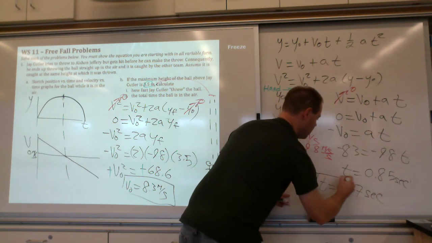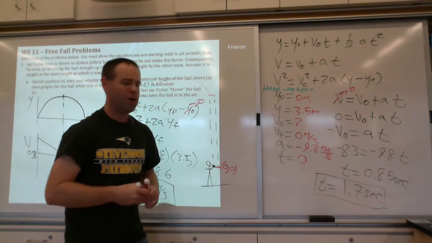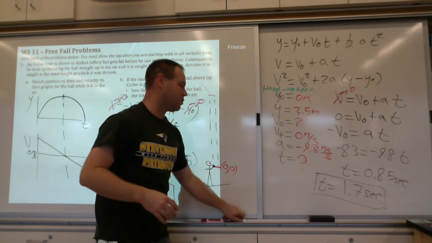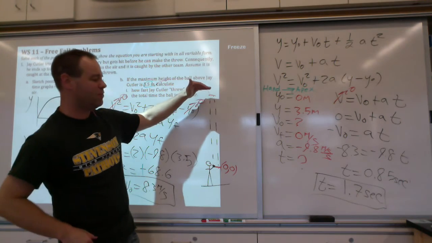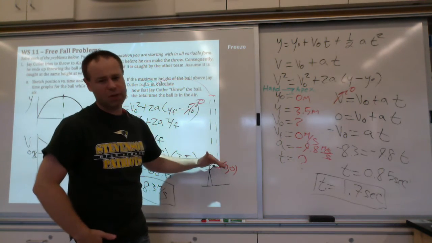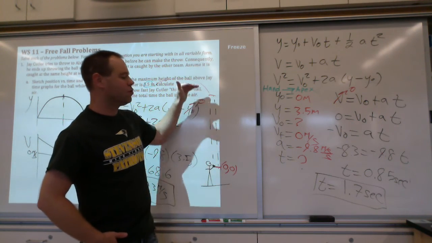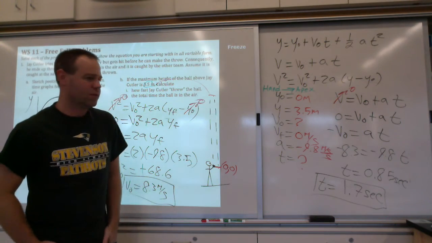seconds. There we go. So Jay throws the ball straight up in the air, it rises to its apex in 0.85 seconds, and it falls from its apex in 0.85 seconds, which is a total time of 1.7 seconds.